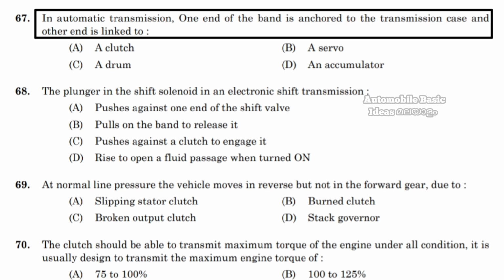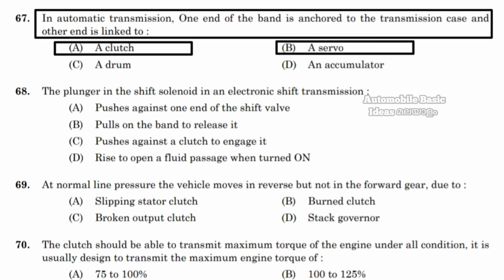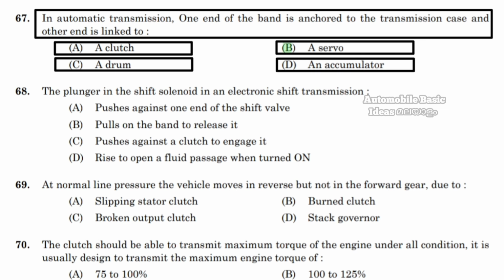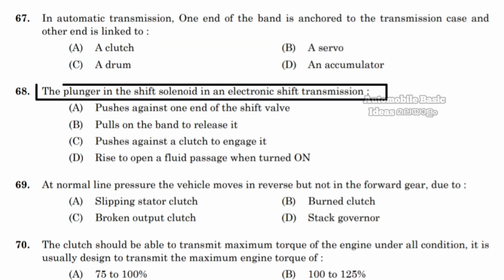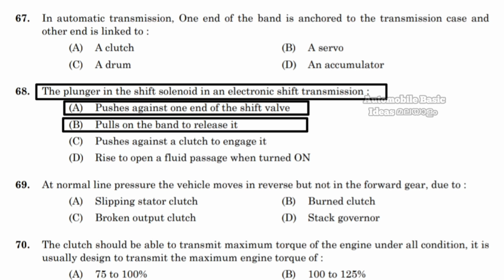67. In automatic transmission, one end of the band is anchored to the transmission case and the other end is linked to A. a clutch, B. a servo, C. a drum, D. an accumulator. Answer B. A servo. 68. The plunger in the shift solenoid in an electronic shift transmission A. pushes against one end of the shift valve, B. pulls on the band to release it, C. pushes against a clutch to engage it, D.